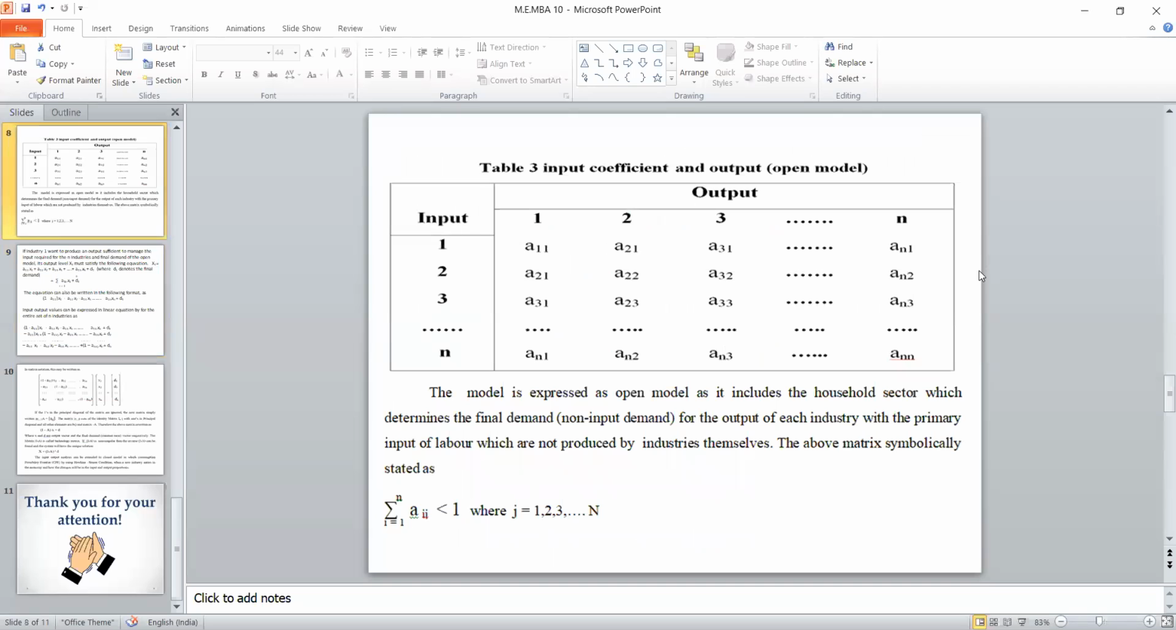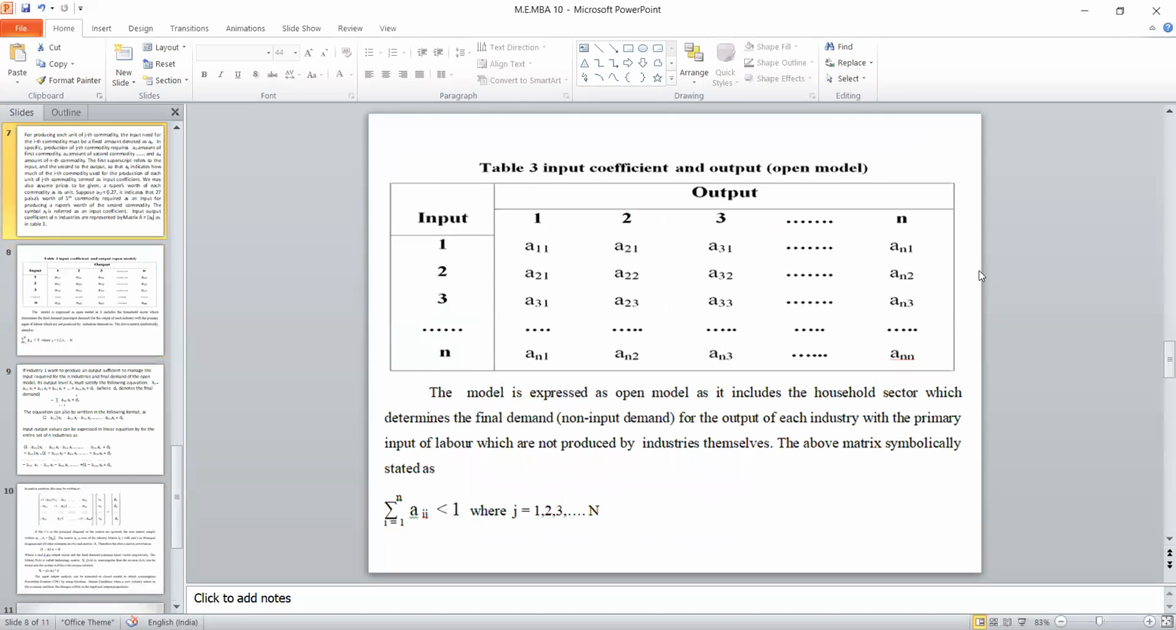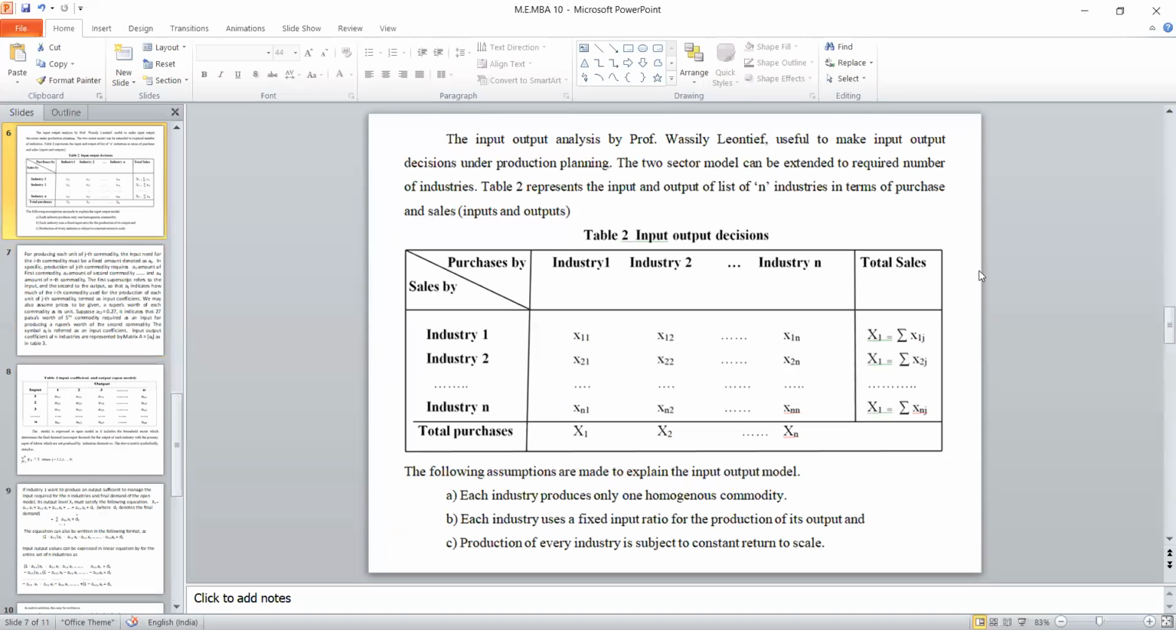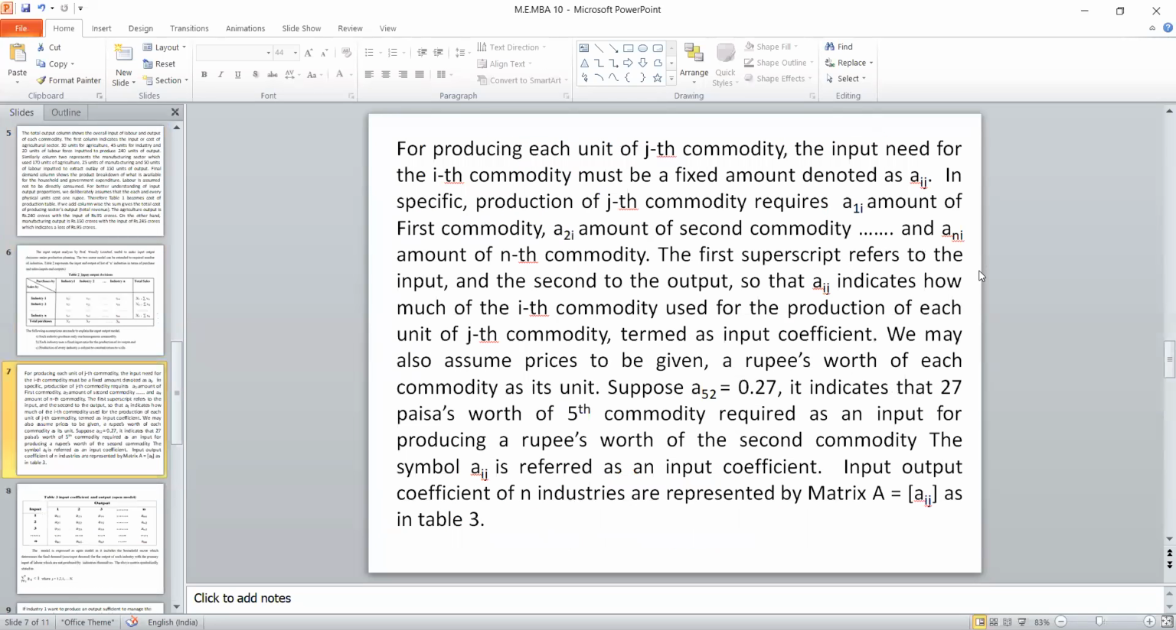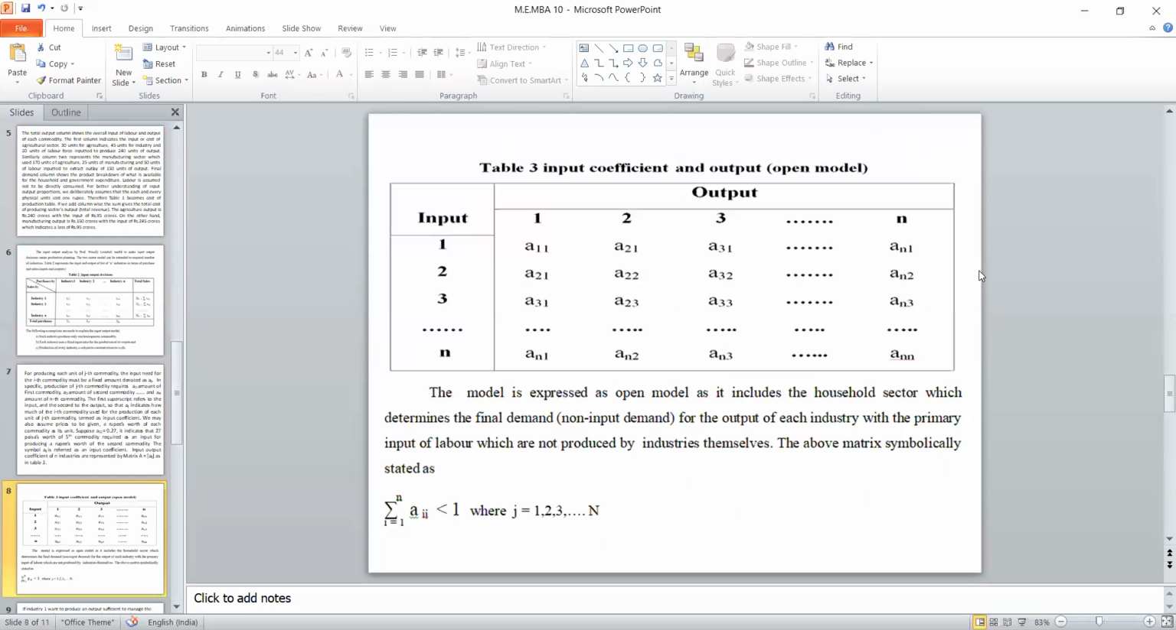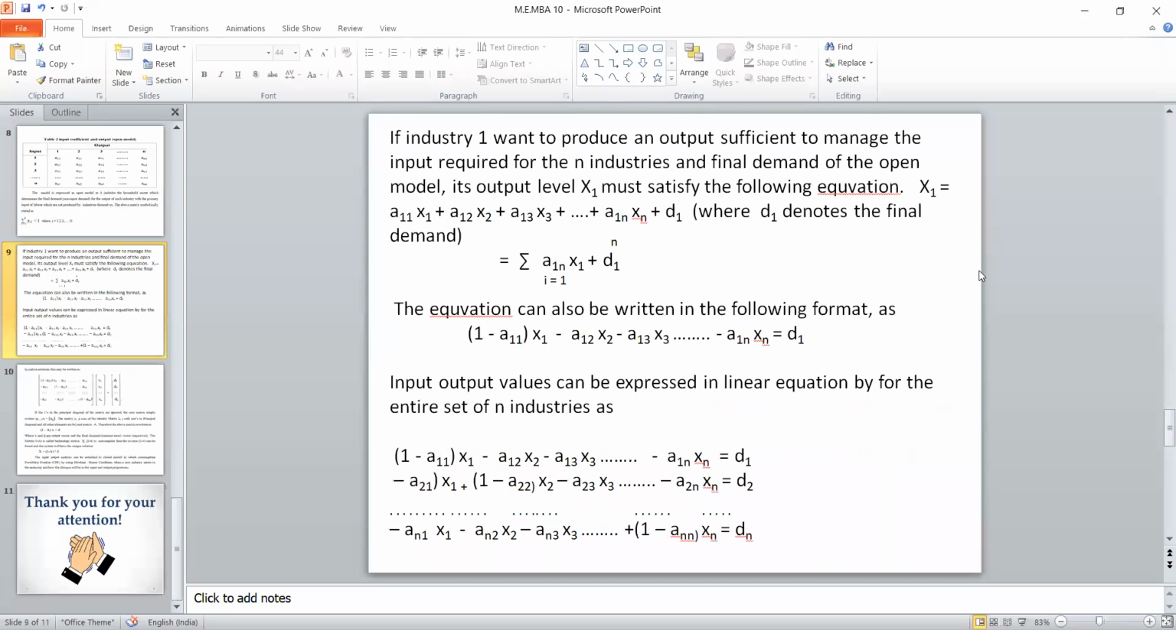Why is it so? We are taking the condition that the summation of aij from 1 to n will be less than 1. Because of this, we have this linear form: summation of a1i from i equal to 1 to n, multiplied by xi, plus d1. This d is nothing but the demand.